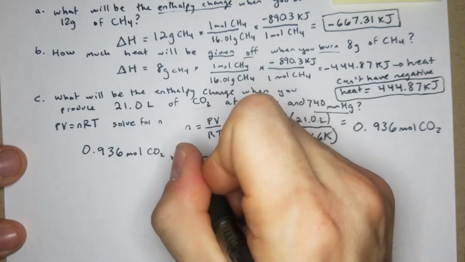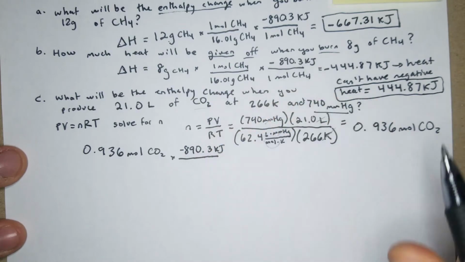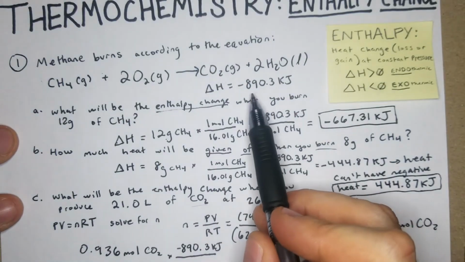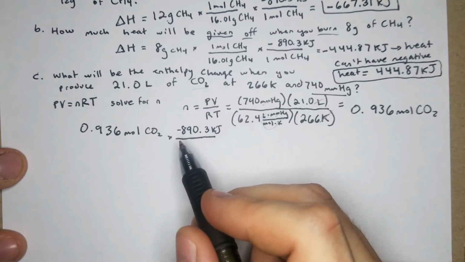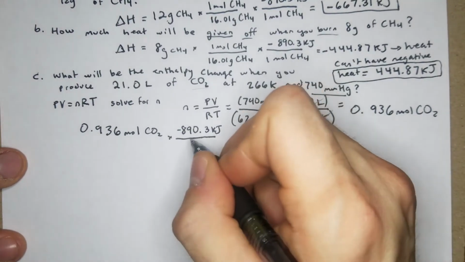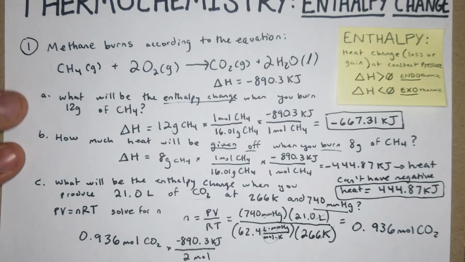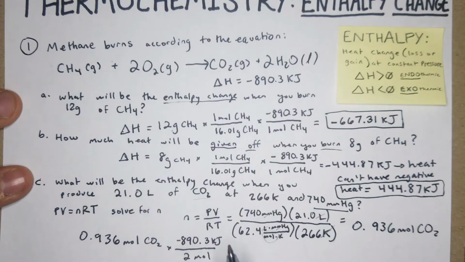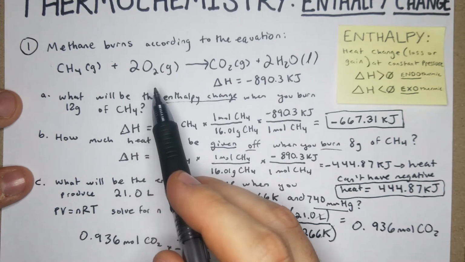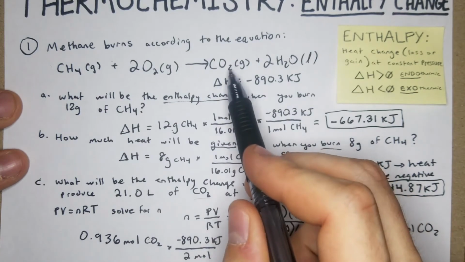We're going to have negative 890.3 kilojoules, which we know based on what was given to us. We have the negative 890, and now this is all going to be divided by 2 moles, because unlike problem 1A, where we only had 1 mole and 1 mole, it kind of made it easy. Now we have 2 moles because there's going to be, oh no, wait. So we have CO2, CO2.